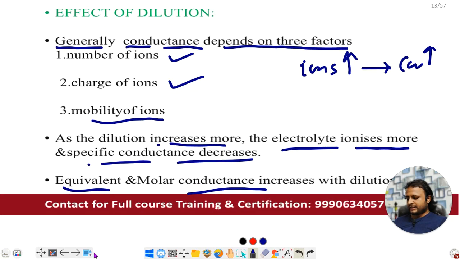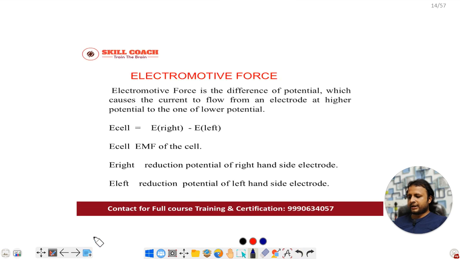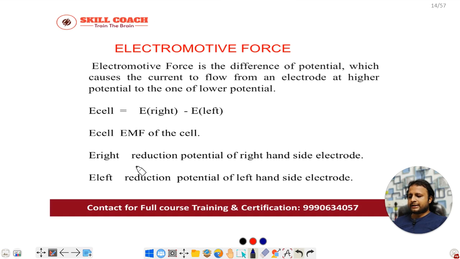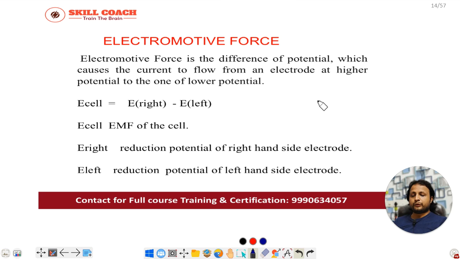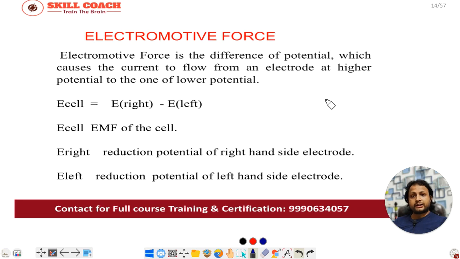So these are some basic terms which we are learning, and in the next section let us understand the electromotive force. This is very important in terms of cell and battery. So electromotive force is the difference of potential which causes the current to flow from an electrode at higher potential to the one at lower.